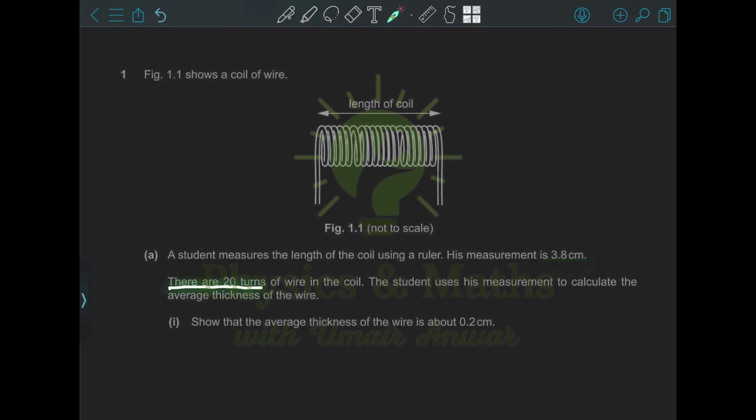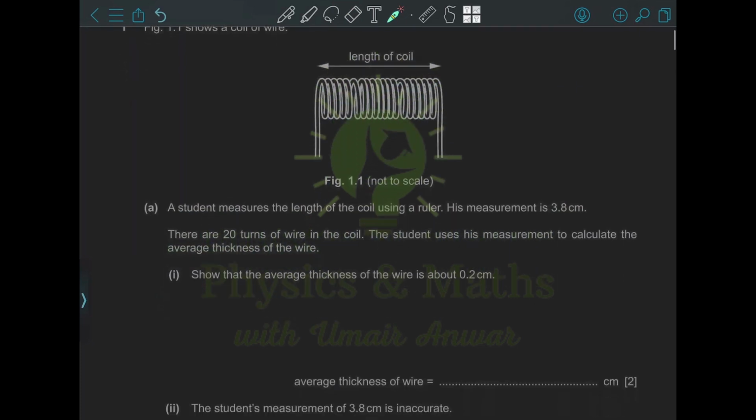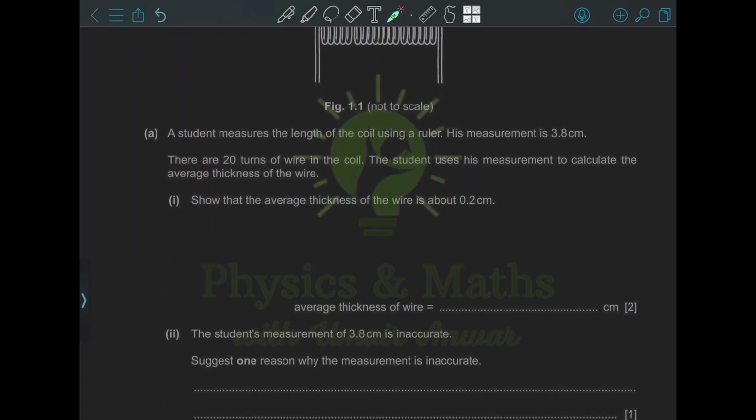There are 20 turns of wire in the coil. The student uses his measurement to calculate the average thickness of the wire. Show that the average thickness of the wire is about 0.2 centimeters. Now in questions where the instruction given to us is "show that", it means that we have to prove it by showing the working of that proof.